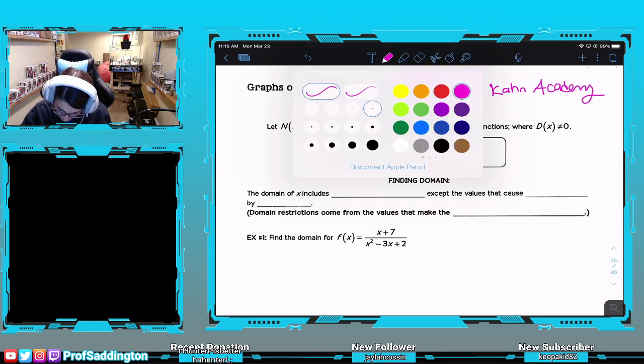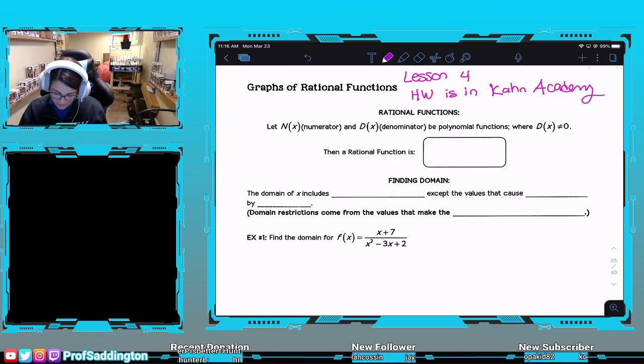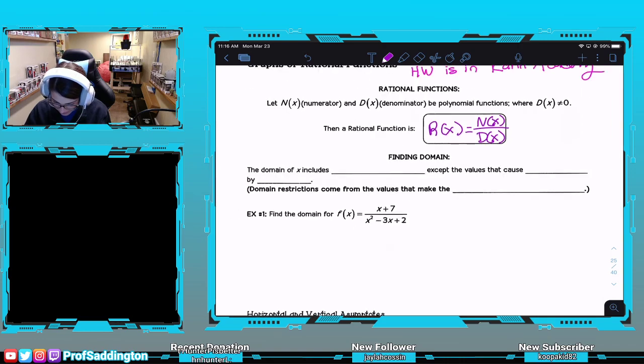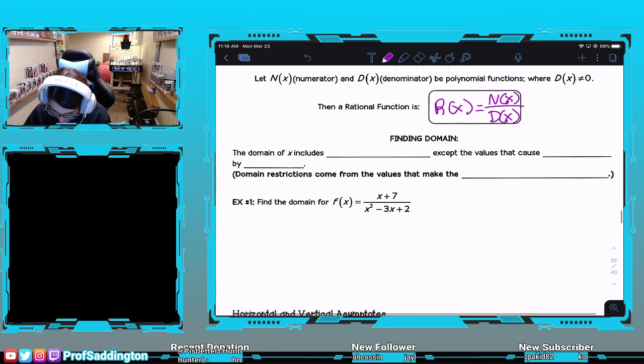All right. So, rational functions. Let n of x, a numerator, and d of x, a denominator, be polynomial functions where d of x cannot equal 0. Then a rational function is considered r of x equals n of x over d of x. This is all going to be stuff that you know. Now we're just giving it our function notation. I'll zoom in a little bit here, and let me know if the volume's not good, because I can always turn it up.